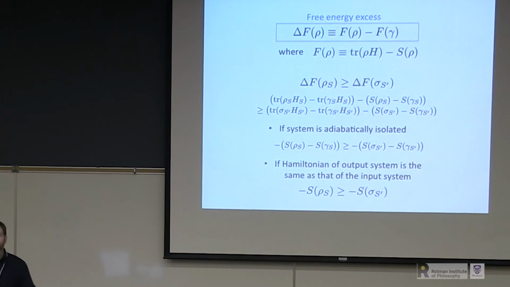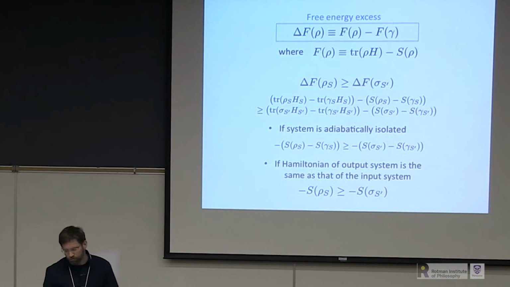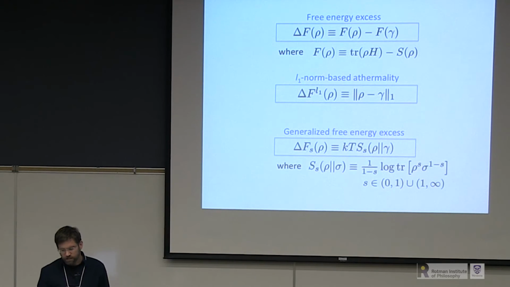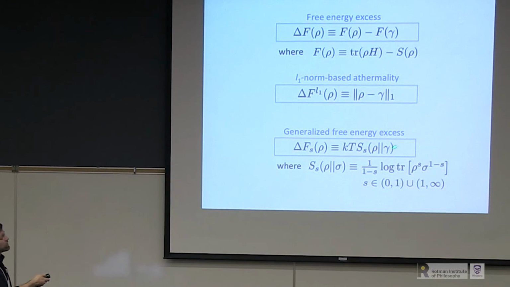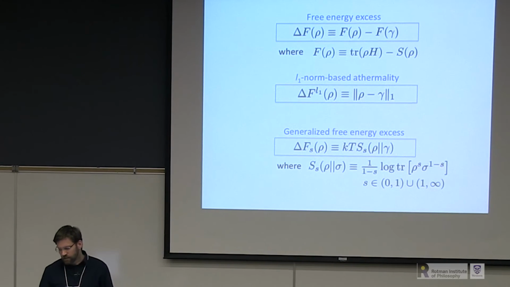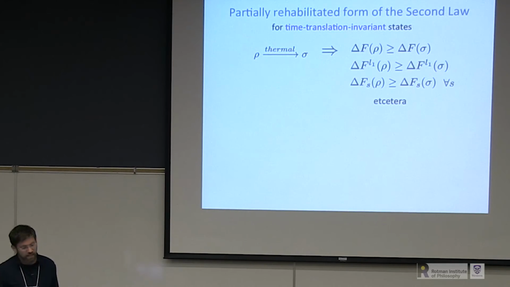So we can rederive for this measure the usual form when the systems are adiabatically isolated, but of course it applies more generally. And if you want, you can use this trace distance measure, you can use relative Rényi entropies, and you can get a long list of measures of athermality, and different measures are useful in different contexts. So the point is that at least for these time translation invariant states, you get a rehabilitation of the second law where you don't just have this entropy increase condition, you have a long list of conditions, a monotonicity constraint for every measure of athermality.